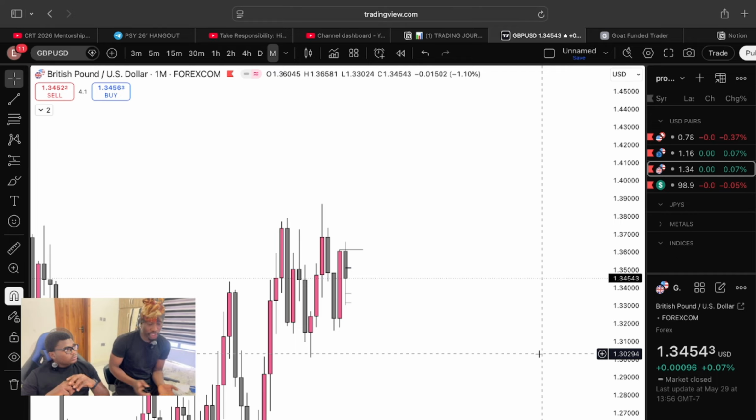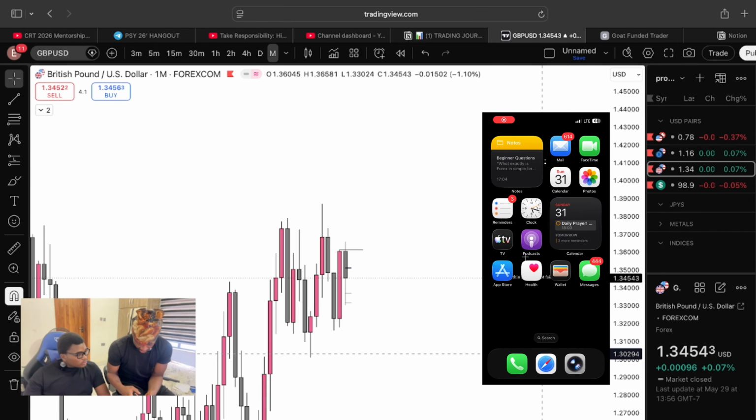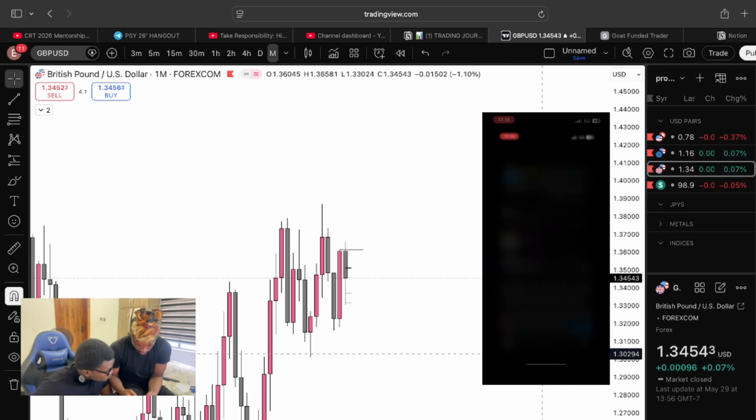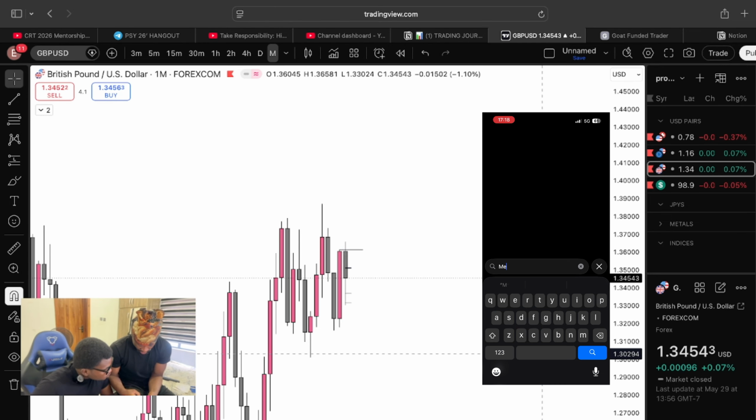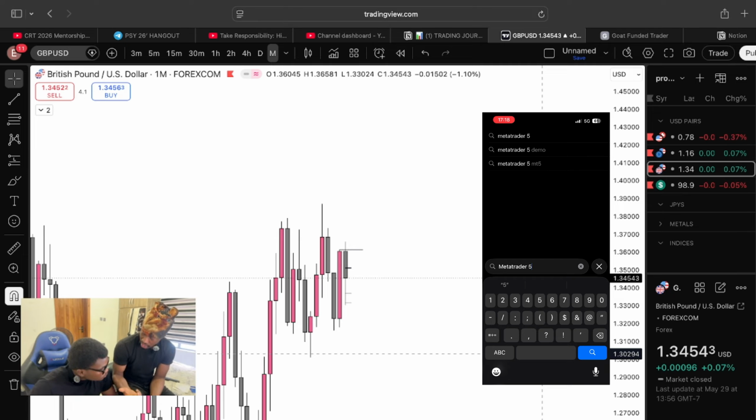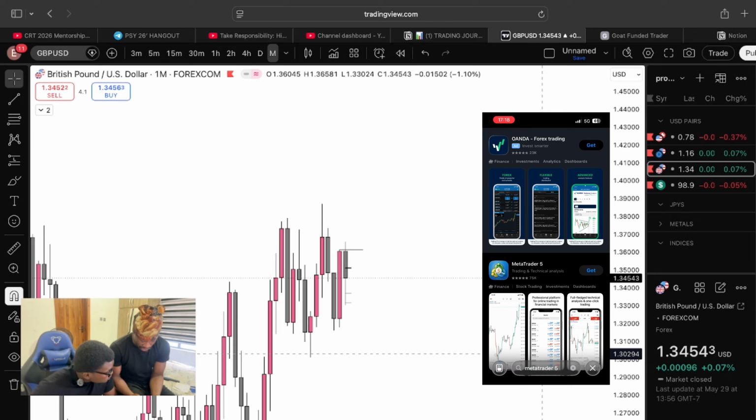So you need a broker, and two, you need what we call MetaTrader 5. Right now we're going to download MetaTrader 5 to start trading. Go to your app and search MetaTrader 5. So this is the app. Actually, we have two versions, MetaTrader 4 and MetaTrader 5. Why are we using MetaTrader 5 right now? This is the updated version of MetaTrader 4. So you can download that right now.